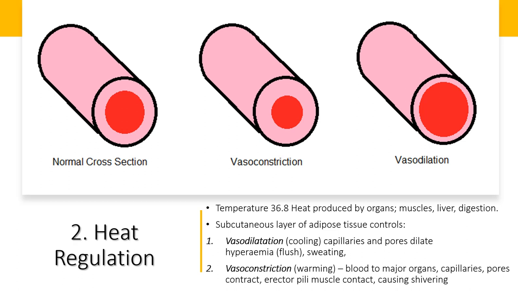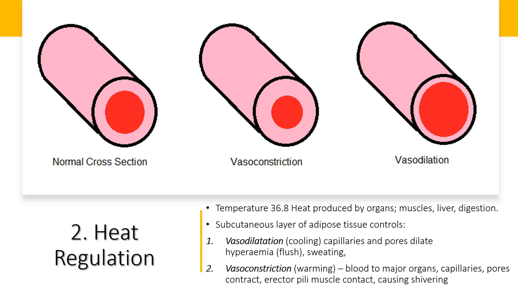Heat is regulated by the skin, and the temperature of the body is 36.8. Heat tends to be produced by the organs, the muscles, the liver, and the digestive system. The subcutaneous layer of the skin is full of adipose tissue. Now, this helps to insulate and keep the heat in the body. The skin is also controlled through vasodilation and vasoconstriction of the blood vessels.